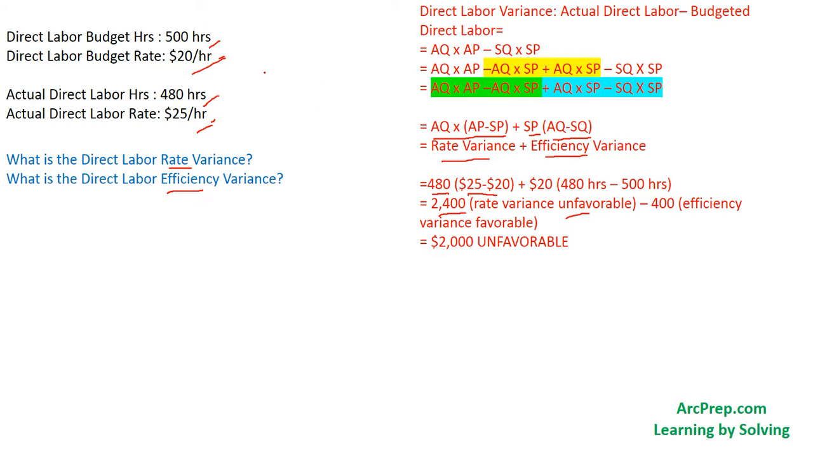Standard price is 20, and I'm multiplying it by the actual quantity minus standard quantity. 480 minus 500, it is minus 400. This is favorable because I'm getting more efficient. I was planning to use 500 hours of direct labor. I'm using 480, hence that part is efficiency variance. So net, this is 2,000.